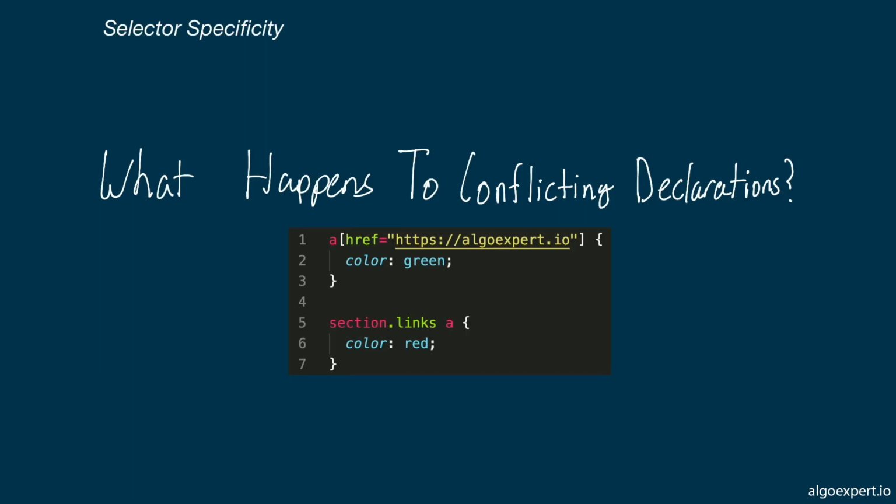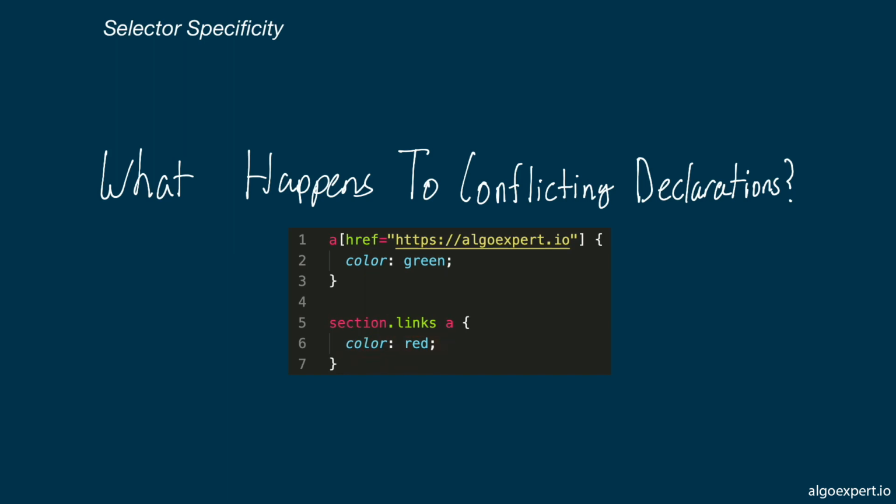In this video, we will be discussing what happens to conflicting CSS declarations. For example, here we have two rule sets. The first selects anchor tags with an href attribute of algoexpert.io and sets their color to be green. The second selects anchor tags inside of sections with a class of links and sets their color to be red.